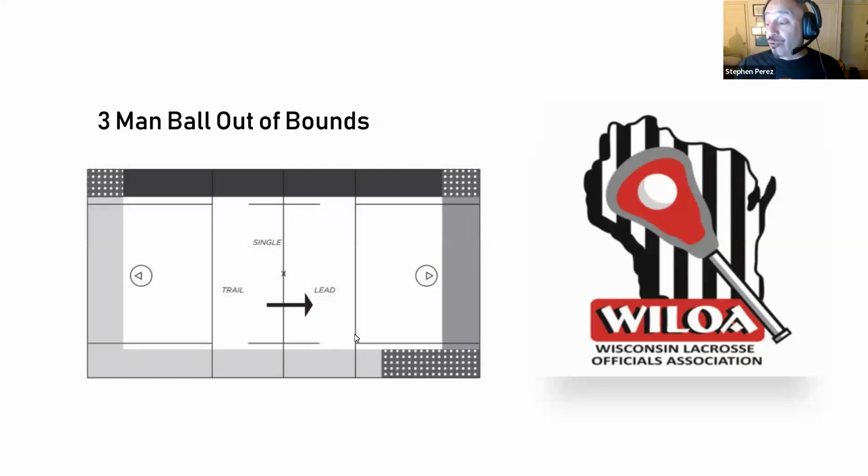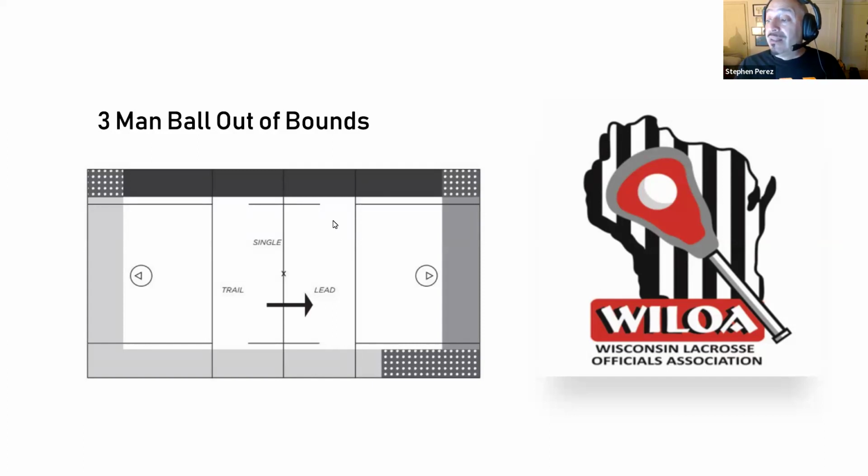If you are the trail in a settled offense, you can remind the lead that you have the ball by saying something like, "I'm here out of bounds, I got it over." Just as a reminder to let them know that you'll have the out of bounds.